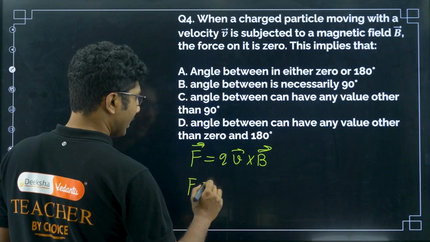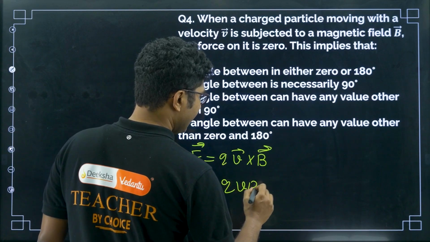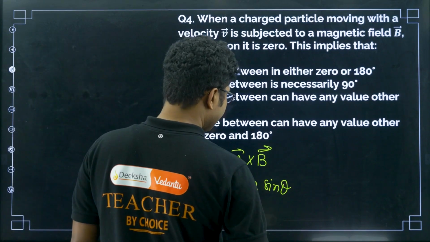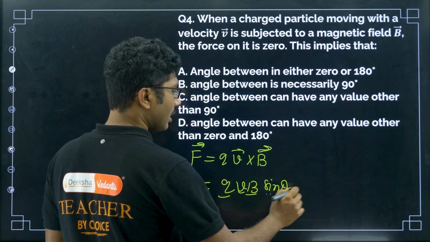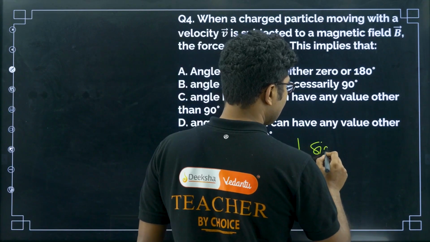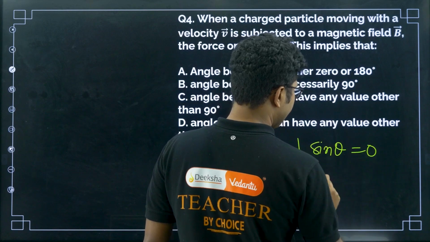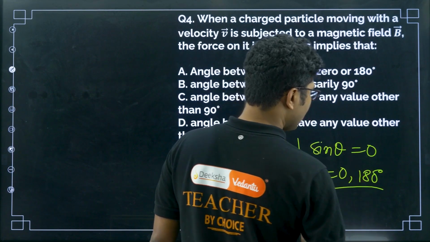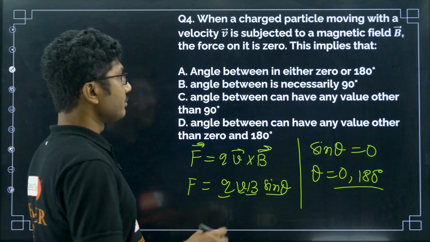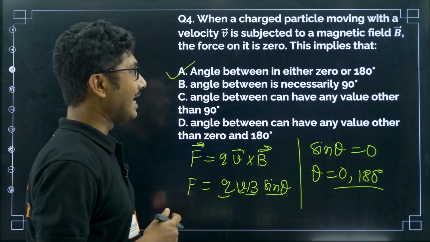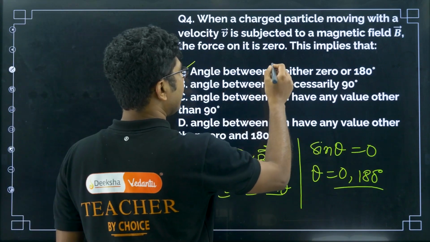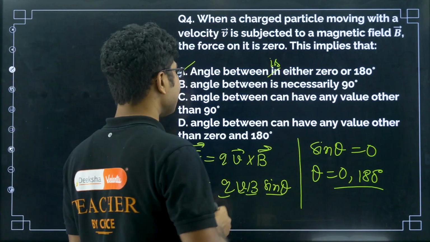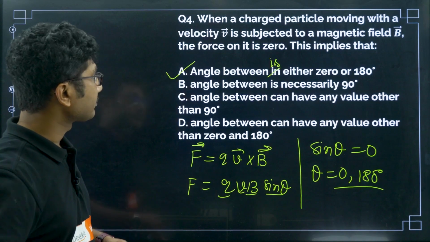Magnitude wise we can write QvB sin theta. Now, force 0 means Q is not 0, v is not 0, B is not 0, so the only thing that can be 0 is sin theta. So, sin theta is 0. Now, theta can be 0 or 180 degrees, both angles work. So, the angle between them is either 0 or 180 degrees. So, the correct answer is option A.